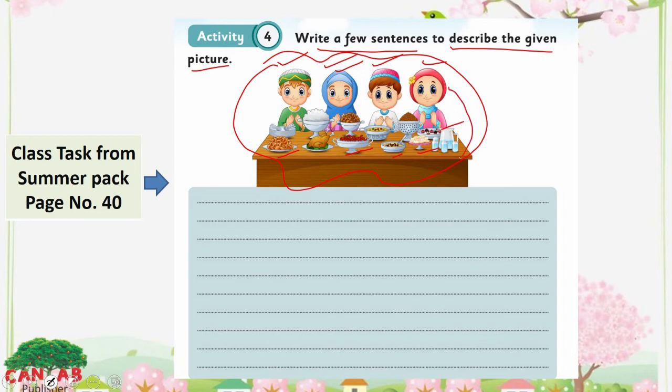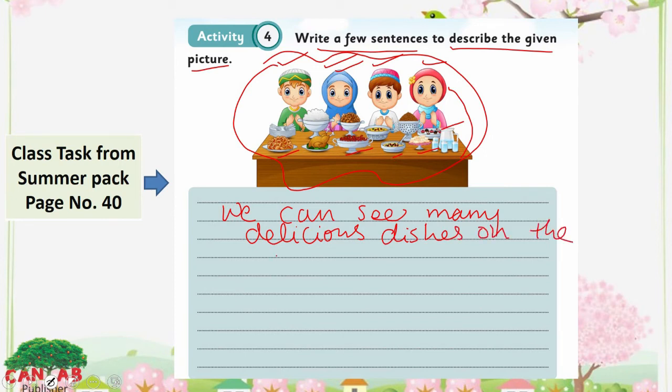This girl in the pink scarf looks beautiful. We can see many dishes on the table. How can you add an adjective to this sentence? We can see many delicious dishes on the table. Delicious is what? Yes, an adjective here.